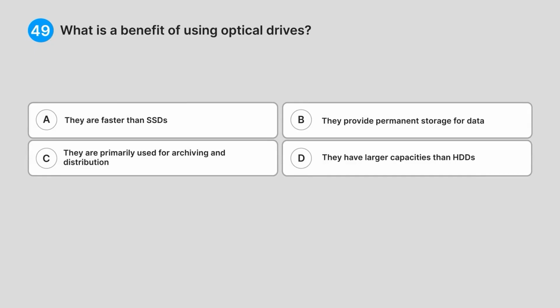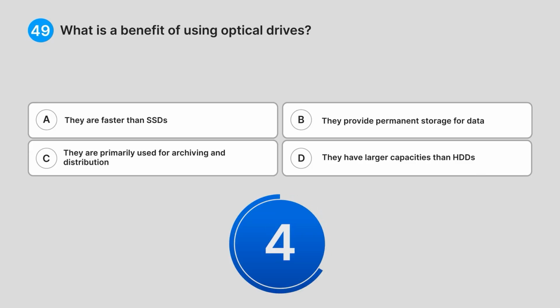49. What is the benefit of using optical drives? A. They are faster than SSDs. B. They provide permanent storage for data. C. They are primarily used for archiving and distribution. D. They have larger capacities than HDDs. What do you think is the answer?